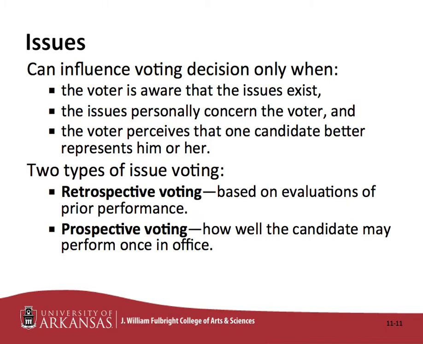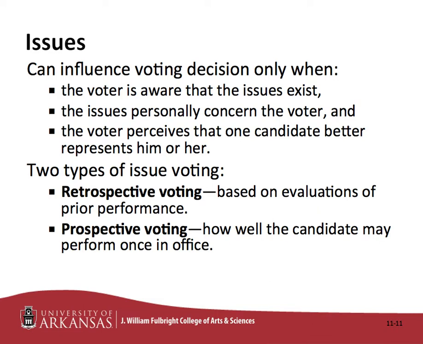The first is that the voter is aware that issues exist. This is the most obvious one. You have to know that something is out there before it can affect you. But the next step is the issues have to personally concern the voter. They have to have an influence over that person's life. If it's tangible or even if it's intangible, if the person is concerned, then they're more likely to be influenced by that issue. And then finally, the voter has to perceive that one candidate is a better candidate to represent him or her.